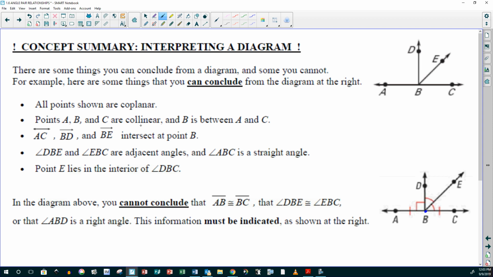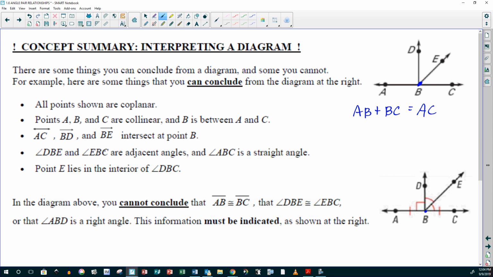I know that A, B, and C are collinear because they're all on the same line. And I know that B is between A and C. So that means AB plus BC equals AC. I know that for a fact because I can visually see it with my eyeballs. Okay? The line AC, the ray BD, and the ray BE all intersect at point B. So that's fact.